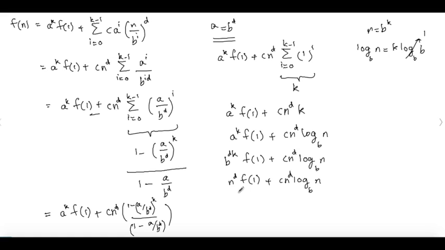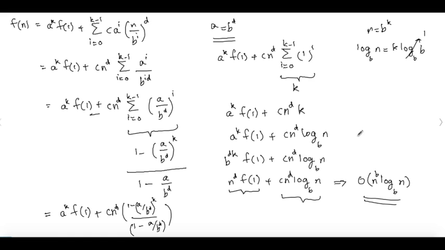Now, which one is faster growing? This one is faster growing, right? Because this has n to the d times some other function of n, while this is n to the d times a constant. So this means our function is of the order n to the d log base b of n.